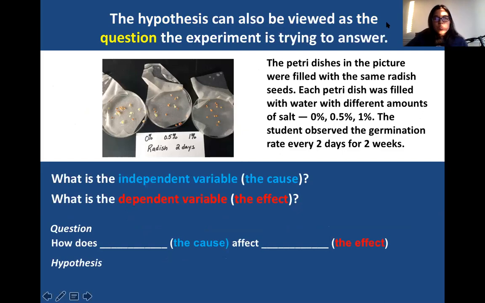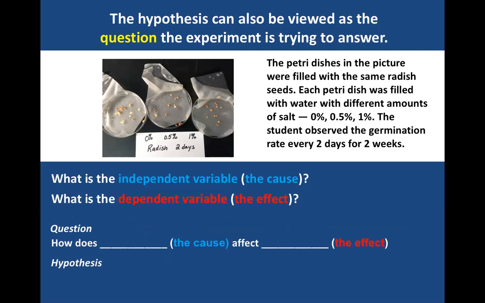So let's take a look at this question. We've got a situation. The petri dishes in the picture were filled with the same radish seeds. Each petri dish was filled with water with different amounts of salt: 0, 0.5, 1%. The student observed the germination rate every 2 days for 2 weeks. So here, what is the independent variable? What's the cause? It's the salt. The dependent variable, what are we seeing as the effect? What are they observing? The germination rate.